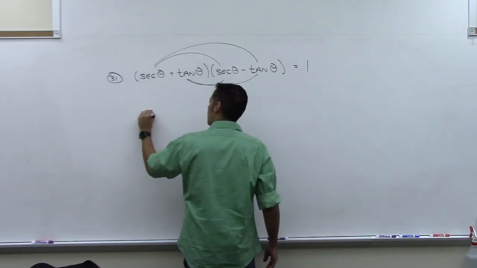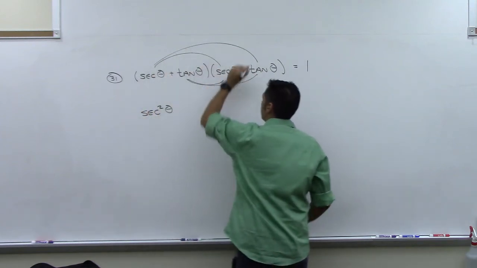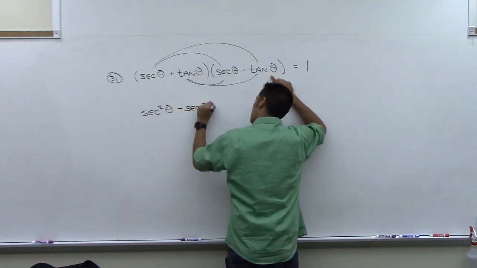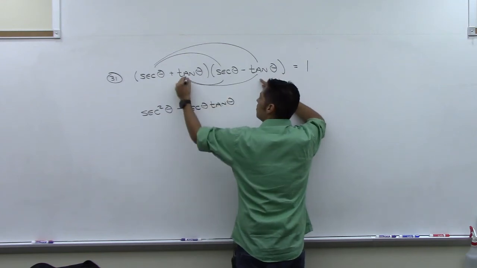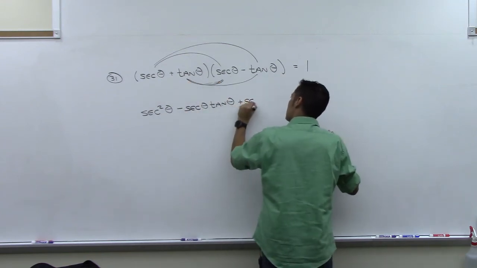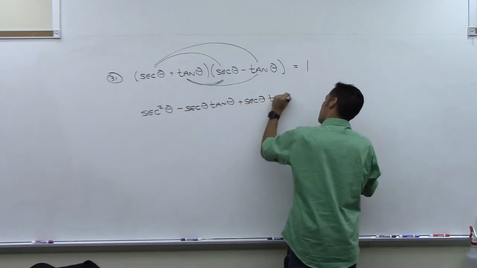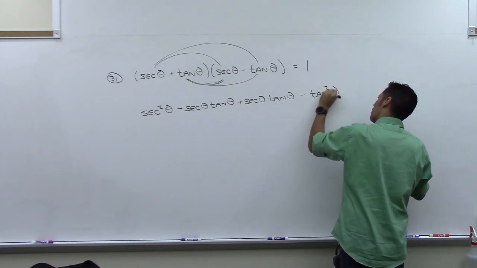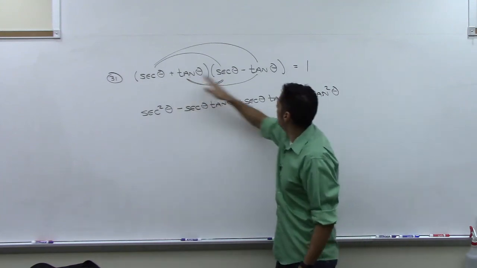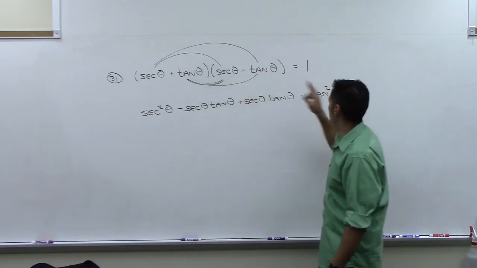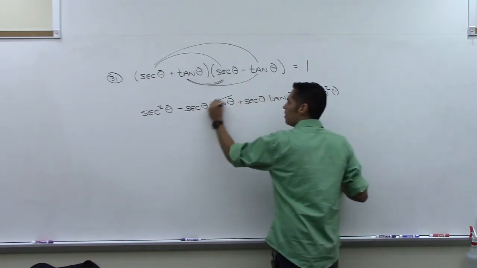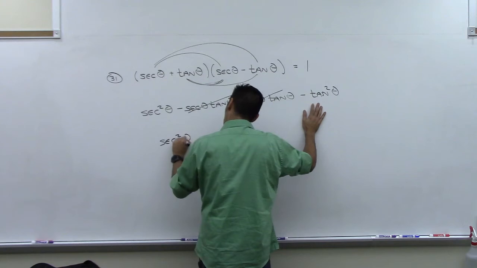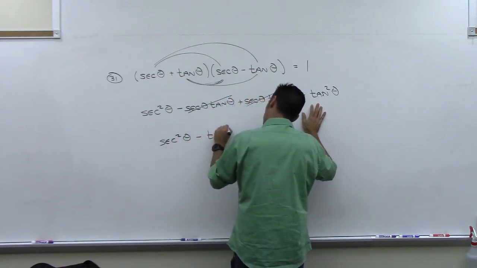So when we multiply that, we're going to get secant squared theta. That's our first multiplication. And then when we multiply these two, I'm going to get negative secant theta tangent theta. But when I multiply these two, I'm going to get positive secant theta tangent theta. And then when I do the outer two, I'm going to get minus tangent squared theta. That's because I have a positive times a negative, which is negative, and tangent times tangent is tangent squared. Notice that the middle terms go away, and all you're left with is secant squared theta minus tangent squared theta.